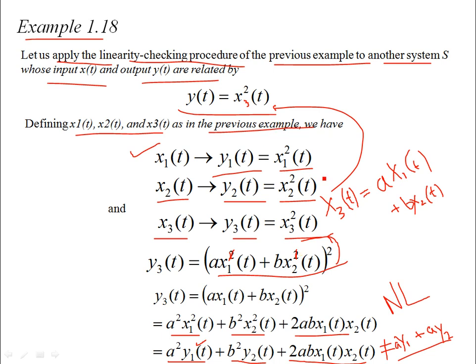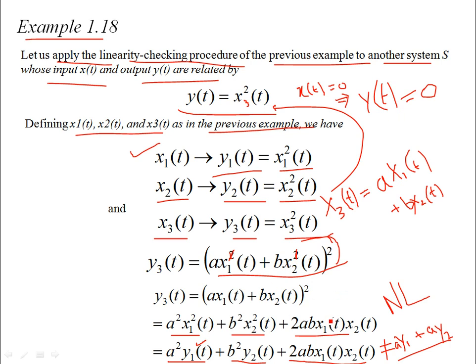And you see in this example as well, the zero input did lead to a zero output. If x(t) to this system is 0, this implies that your output y(t) is also 0. Well, it does satisfy the scaling principle or homogeneity principle, but it does not satisfy the linearity principle.